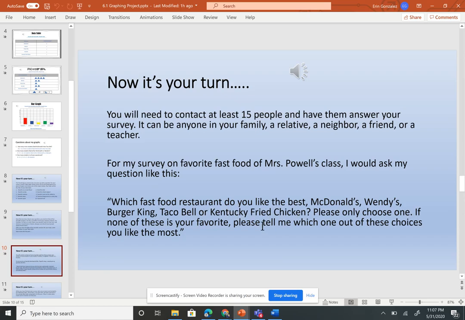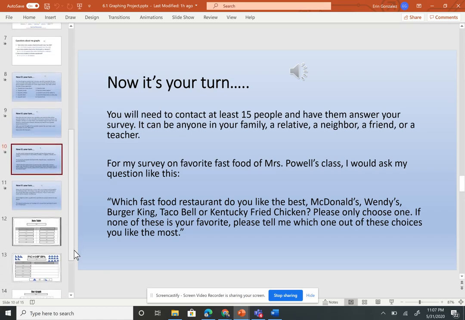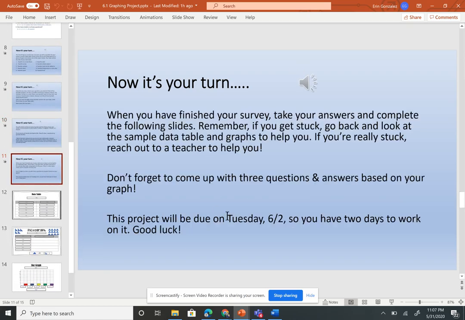The best thing that you should probably do is do a tally mark, and then you add up everything for your data table. So then if you guys can see here, you're going to take your survey, gather all your information, and then develop 3 questions. This is going to be due Tuesday.